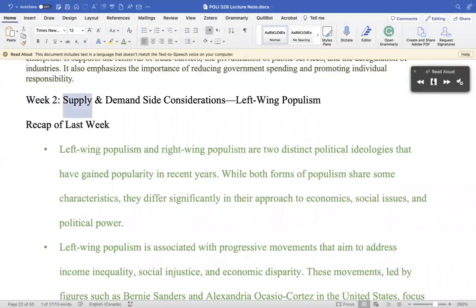Week 2, Supply and Demand Side Considerations. Left-wing populism. Recap of last week.